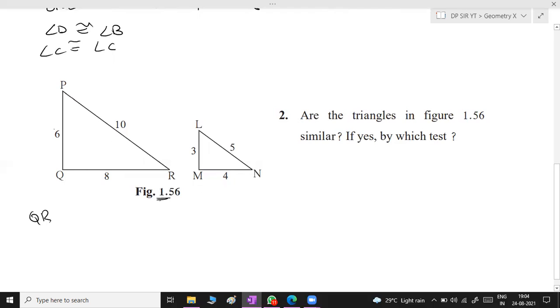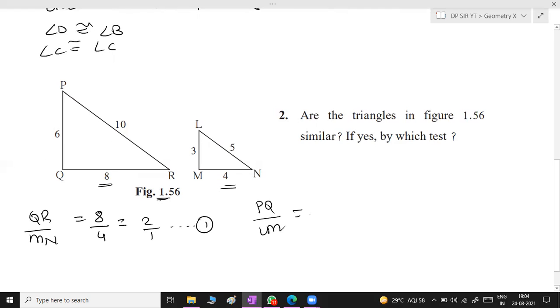So QR, look at this QR, I start from the base. QR upon MN is equal to 8/4, which is equal to 2/1. Let this be my equation number 1. Let me check the PQ and LM ratio. So PQ upon LM is equal to 6/3, which is equal to 2/1.